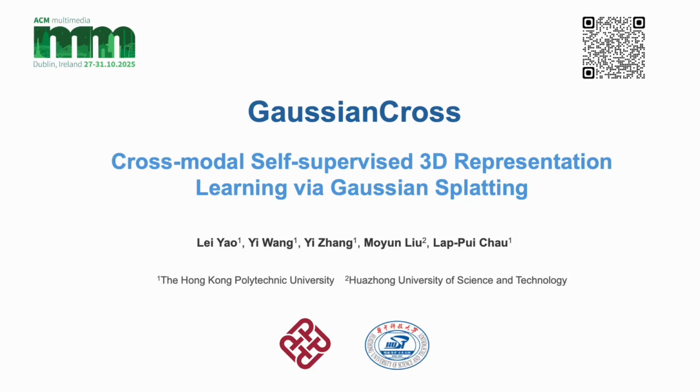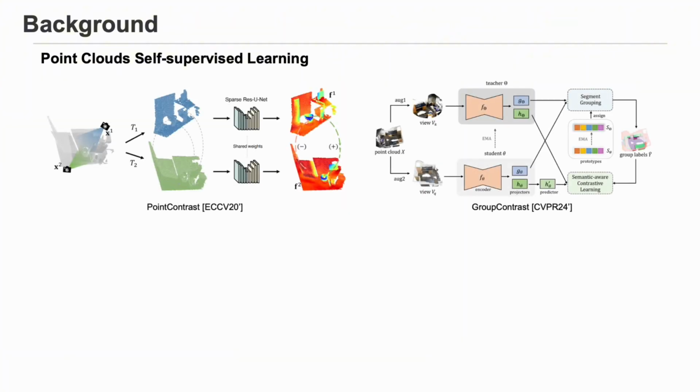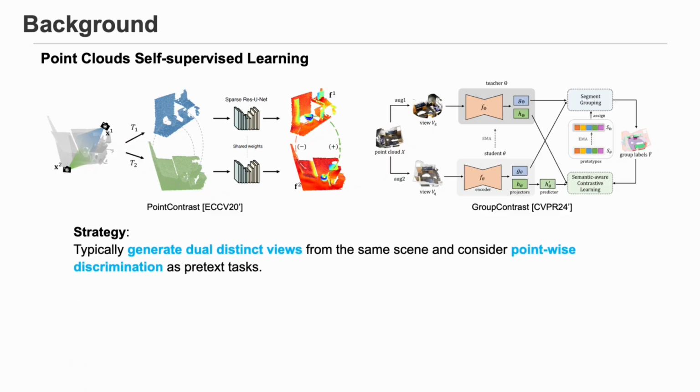In this paper, we propose GaussianCross, a cross-modal self-supervised 3D representation learning via Gaussian splatting. Current point cloud self-supervised learning methods mainly rely on contrastive learning paradigms, such as PointContrast and GroupContrast. These approaches typically generate two different views from the same scene and consider point-wise discrimination as a pretext task.